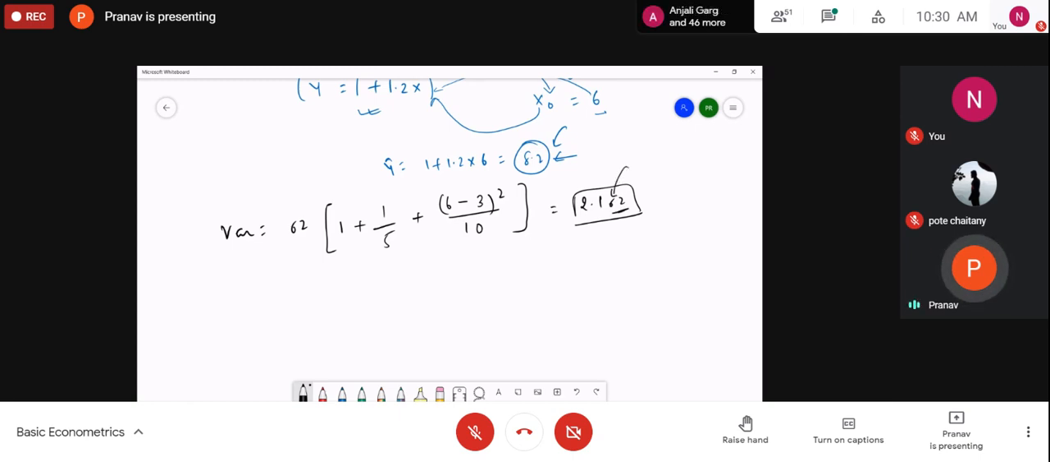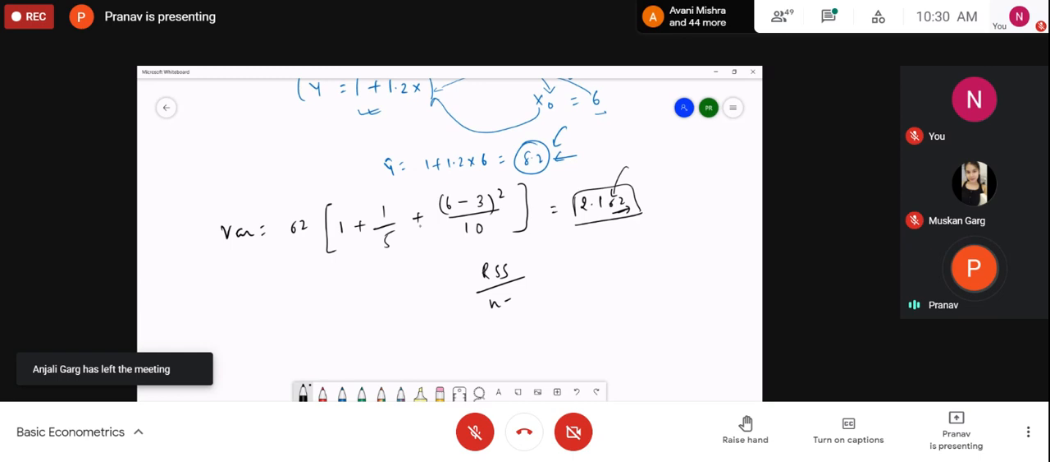Now this sigma square is not known to us. But what is known to me is that an unbiased estimator of this unknown error variance is RSS upon n minus k. K is the number of estimators or number of coefficients that you have in the model, including the intercept. Here I have one explanatory variable and another intercept. So I'll simply write it as RSS upon n minus 2.